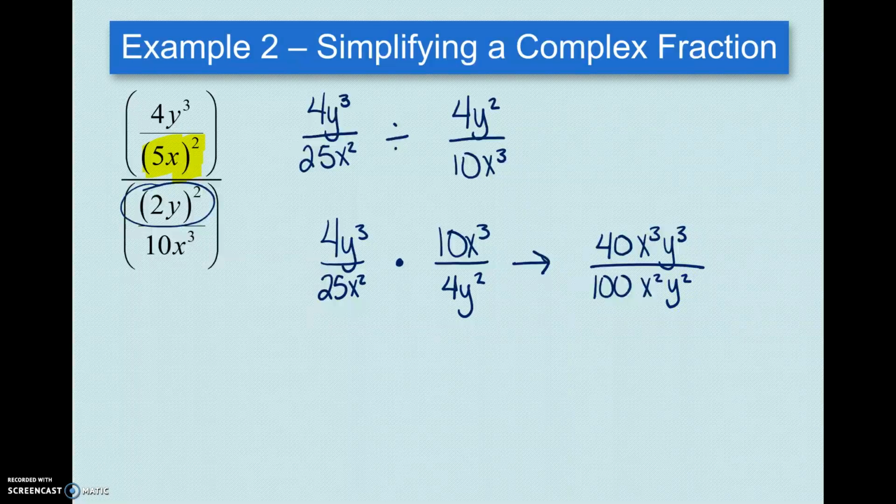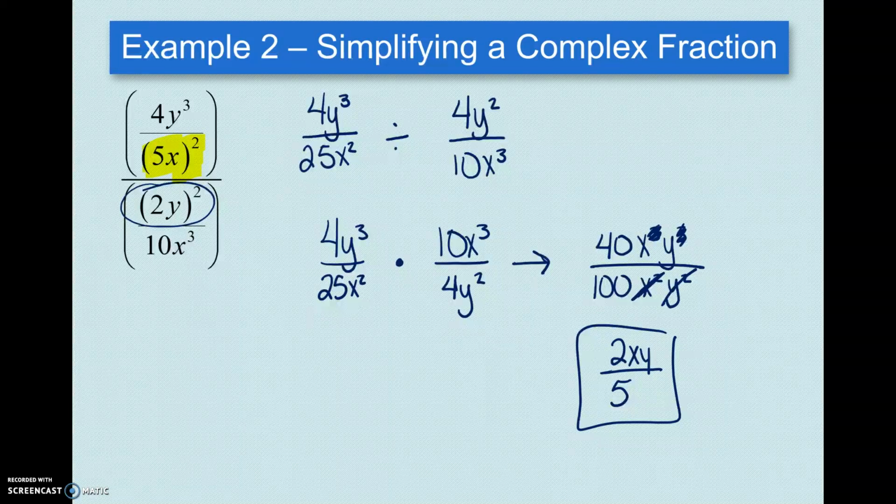Now we just have to simplify that fraction. 40 over 100, honestly, you can type that into your calculator and let the calculator do the work for you. Or you could divide both of them by 20 to end up with 2 over 5. The x squared on the bottom will cancel out 2 of the 3 x's on the top. So how many x's will be left on the top? 1x. And y squared on the bottom will cancel out 2 of the 3, leaving a y on the top. 2xy over 5. Definitely simpler than what we started with.